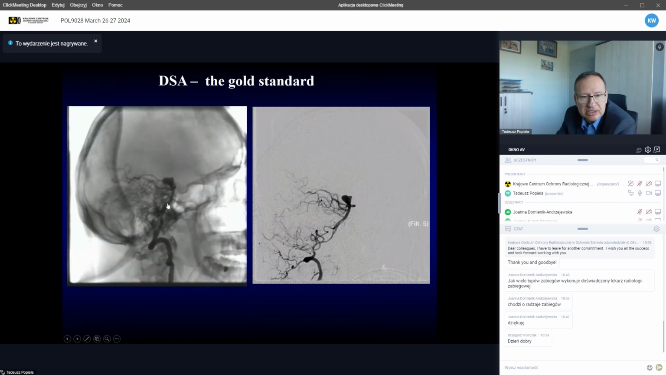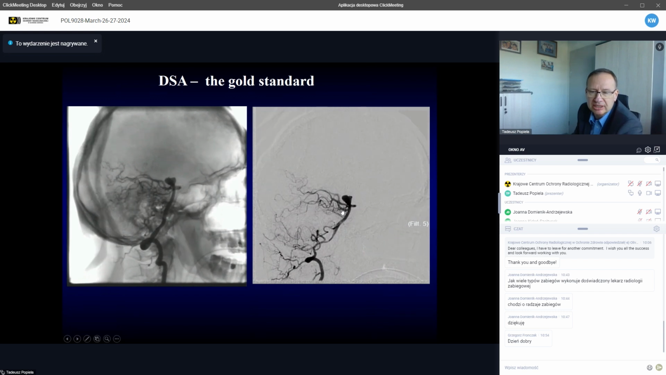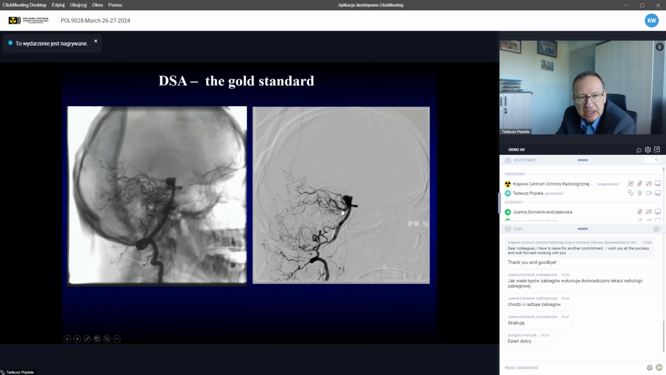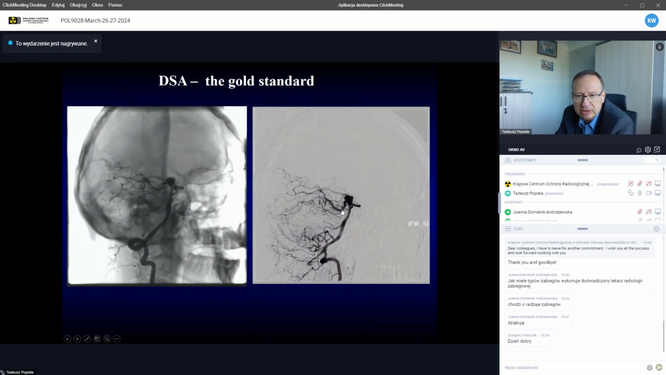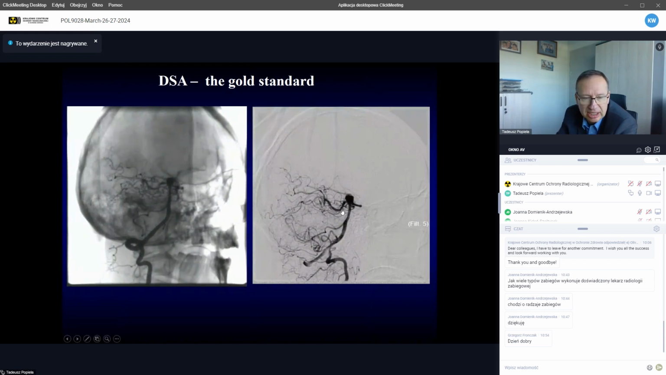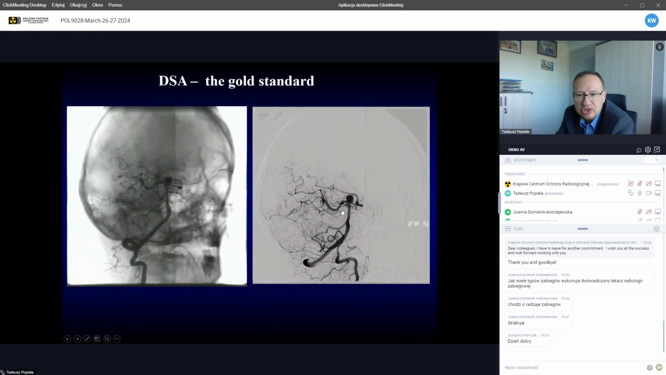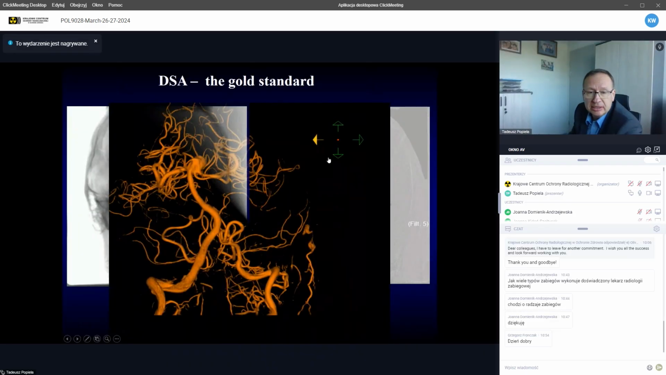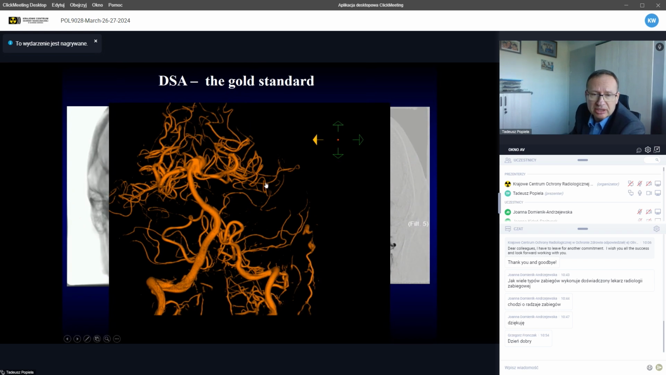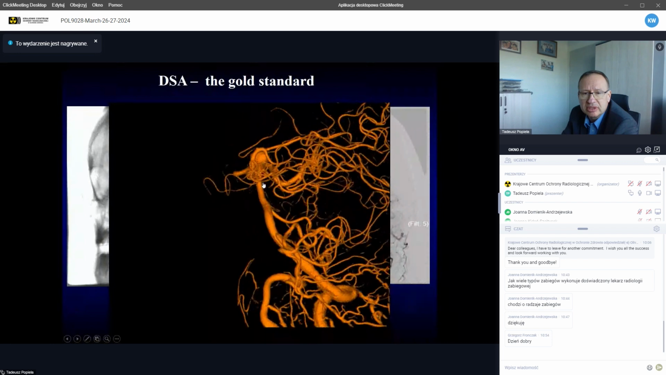And as you can see here, it's a non-subtracted image on the left and a subtracted image on the right side. You can see at the same time the basilar artery, and at the top of it you can see that there is an enlargement. This is the aneurysm. And then the computer automatically makes the 3D reconstruction for us, and you can see this is even better.